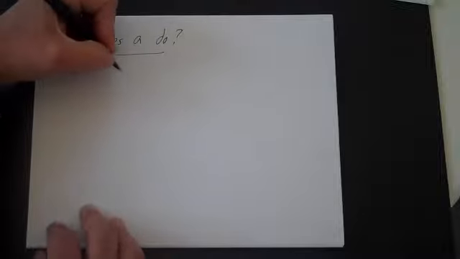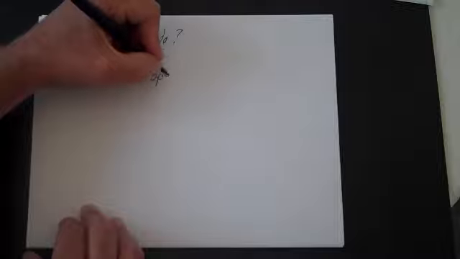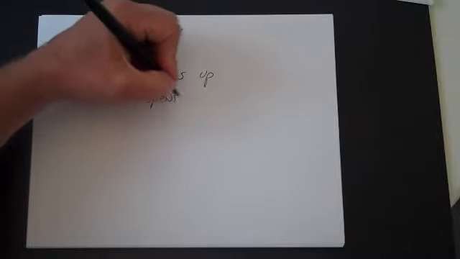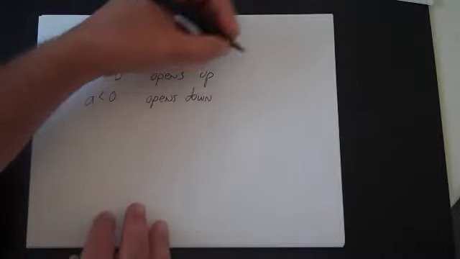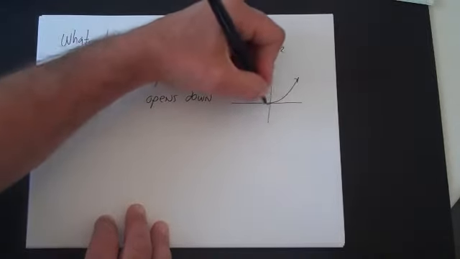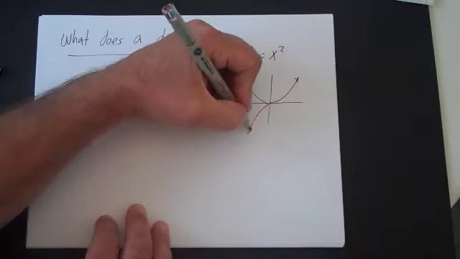Now let's look at A. What does A do? Now A actually does two things. What A does, first, is if A is positive, then it opens up. And if A is negative, then it opens down. Or sometimes we say it flips. And that's easy enough. If you have y is equal to x squared, it looks like this. But if it's y is equal to minus x squared, it would simply flip and open down.